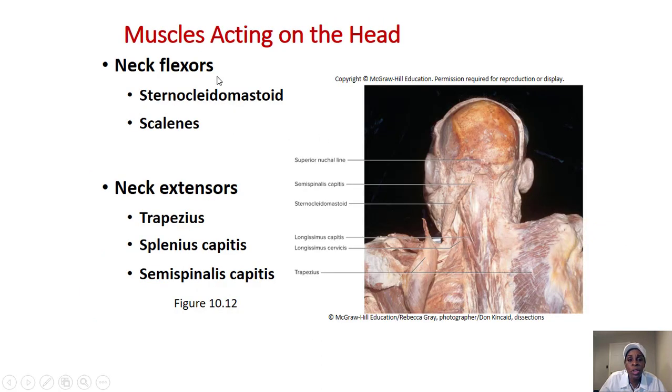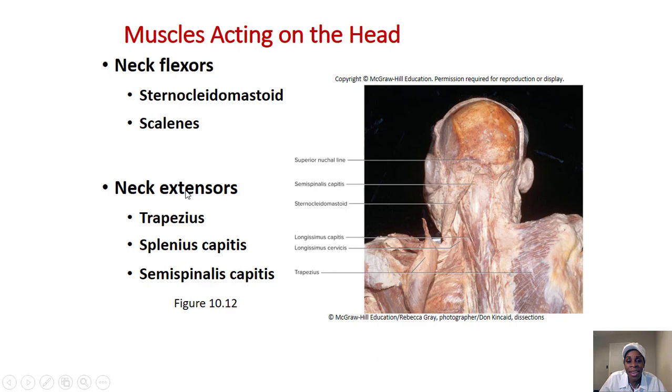Then you see the muscles acting on the back of the neck. You see the neck flexor and the neck extender. So we have the neck flexor, we have the sternocleidomastoid muscle coming from the mastoid process to the front, the sternum, the clavicle, back to the mastoid process here of the temporal bone, and then the scalene coming from the vertebrae to the first and second rib, scalene muscle.